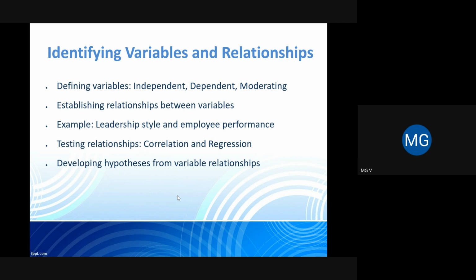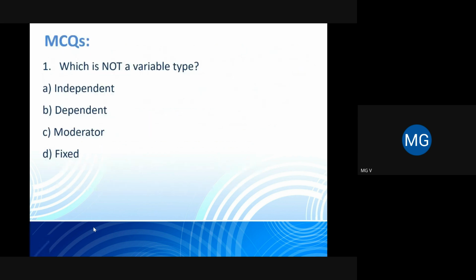Moderating variables affect the strength of the relationship. Statistical tools like correlation and regression help establish these relationships. Clearly defined variables enable structured hypothesis testing, ensuring scientific rigor.